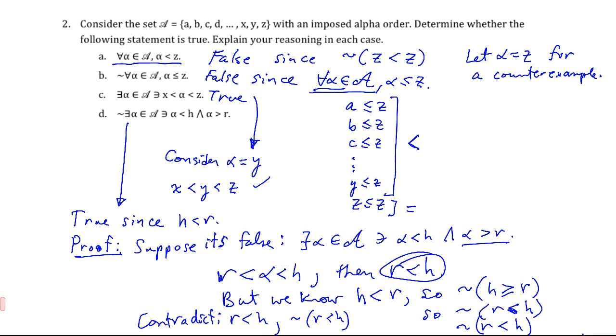So that's a contradiction, and that completes the proof because we've done a proof by contradiction then. We assume it's false and then prove that a contradiction arises. Okay, so that's this problem. Hope that helps.